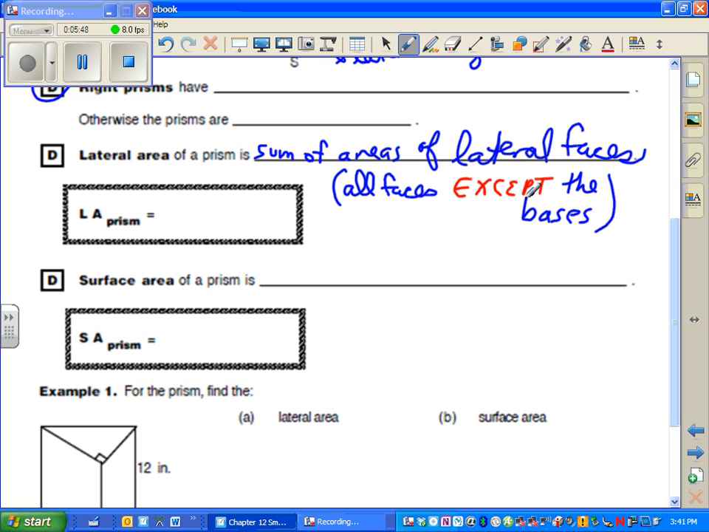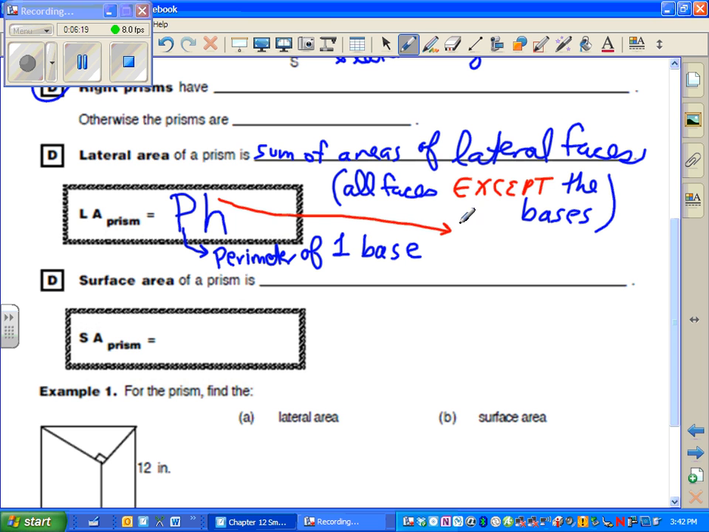So the equation for lateral area is perimeter times the height. Now, if you remember when we talked about this before, anytime there's a capital letter, what does that refer to? Good. Capital letters always refer to the base of this prism. So the P stands for the perimeter of one base, and the H, let's draw a little arrow over here, stands for the height.